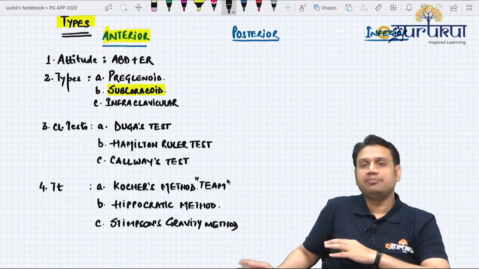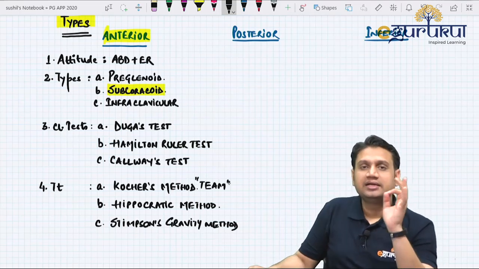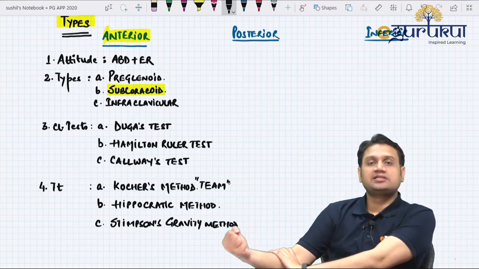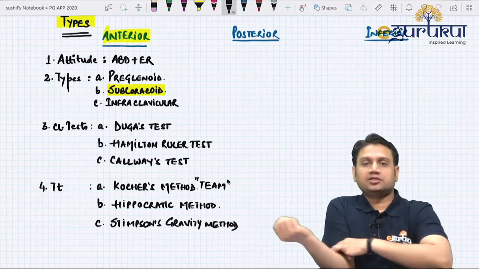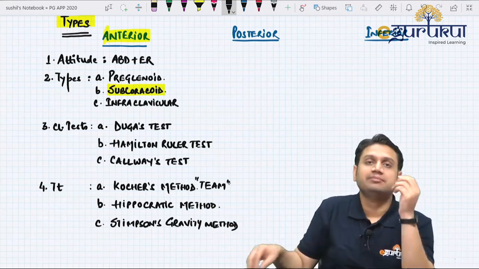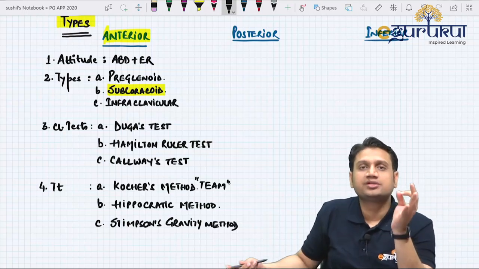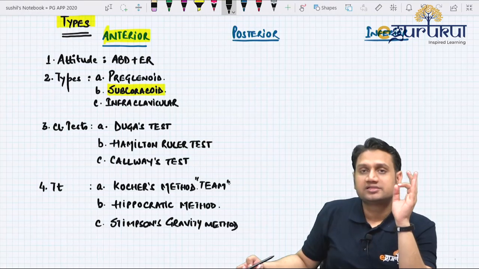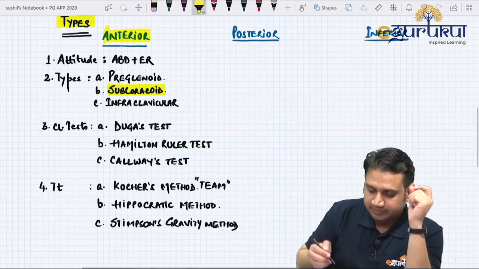So what we do is, what does TEAM stand for? T stands for traction, give the traction in the same line. Then externally rotate the shoulder, adduct the shoulder and medially rotate it. That is TEAM. Traction, external rotation, adduction and medial rotation, the TEAM, okay? So the steps for Kocher's method are TEAM.